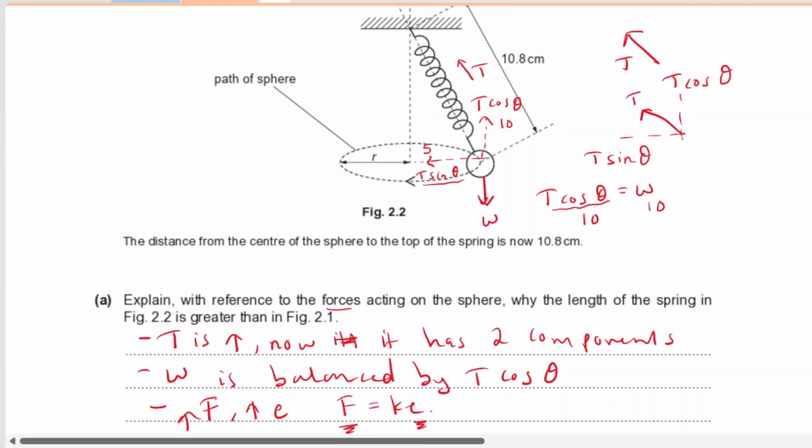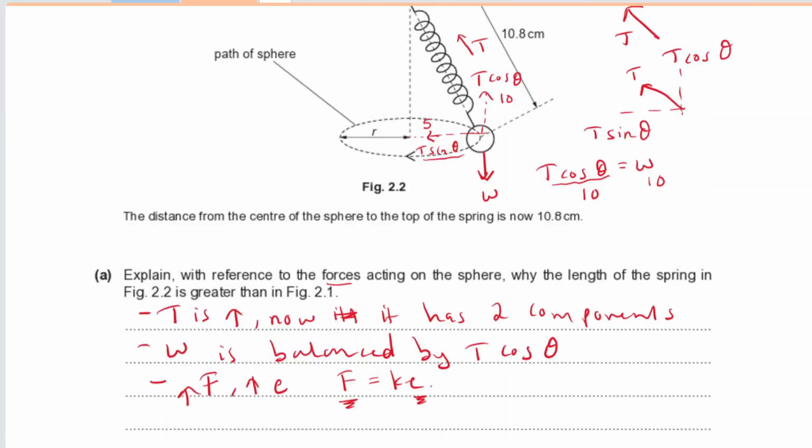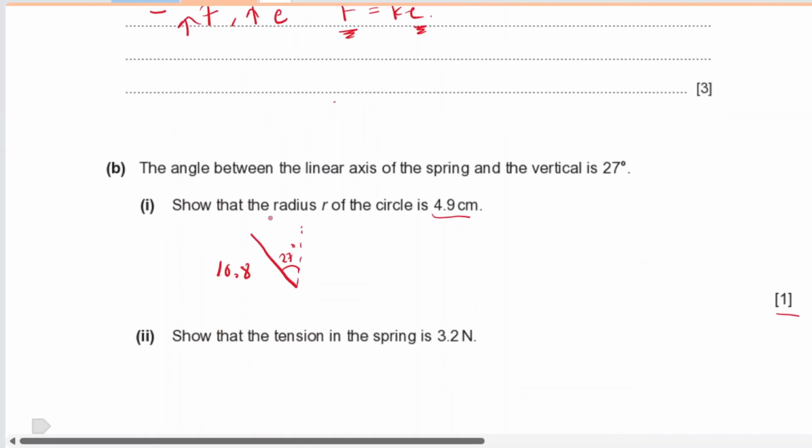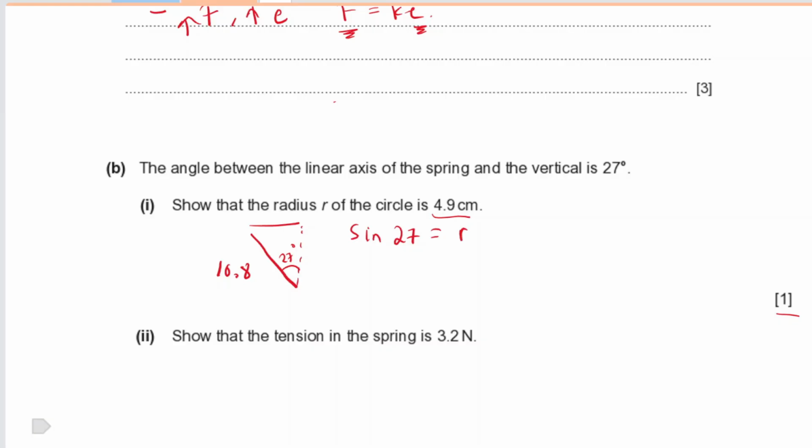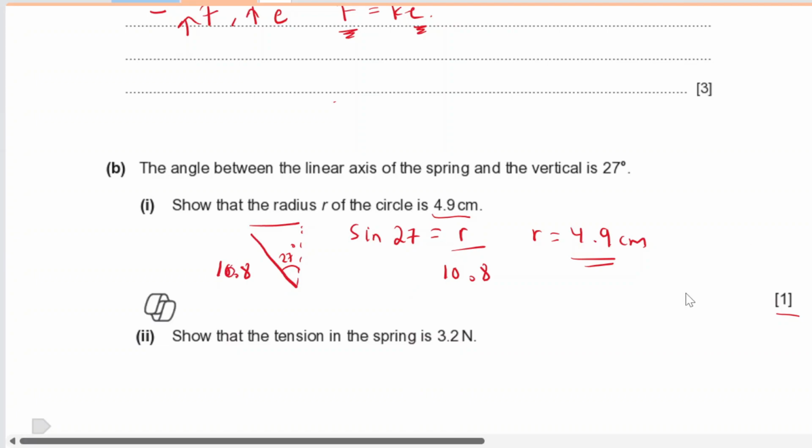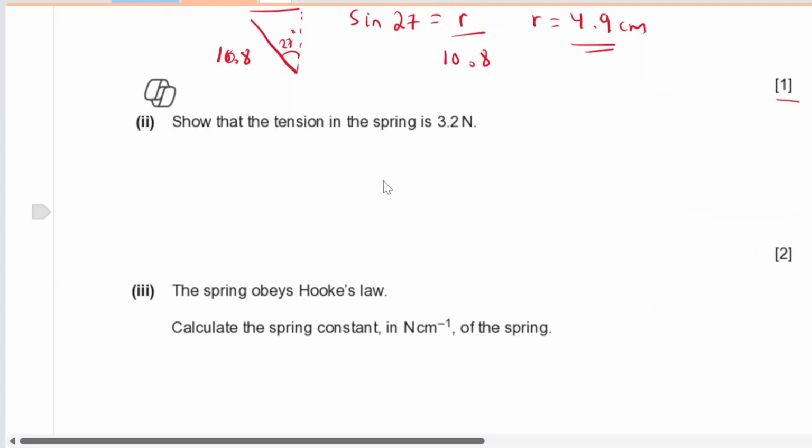So this horizontal part is the radius of the circle. If you want the horizontal part, this will be sine, right? So sine 27 equals the radius divided by the hypotenuse, which is 10.8, and you should get 4.9 centimeters when you do the calculation. Okay, so I hope that was clear. You just draw a simple triangle and you use sine to get the radius.